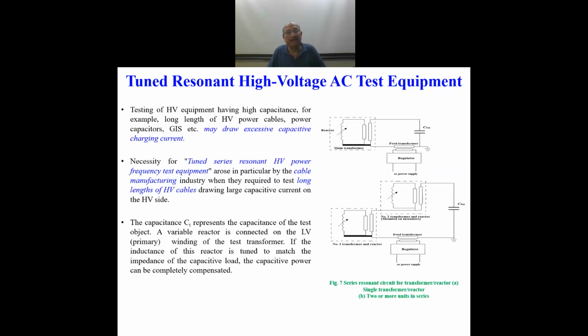Resonance means the ideal condition is when the capacitive reactance is equal to the inductive reactance. Under this condition, the power factor of the equipment delivering power would be 1. So tuned resonant high voltage AC test equipment. What is this?